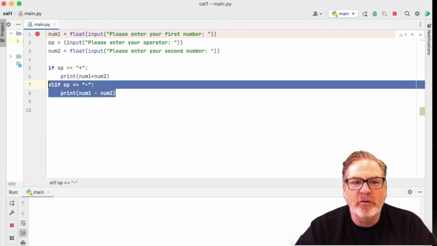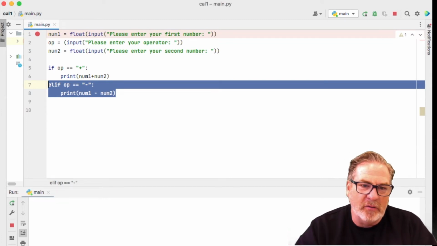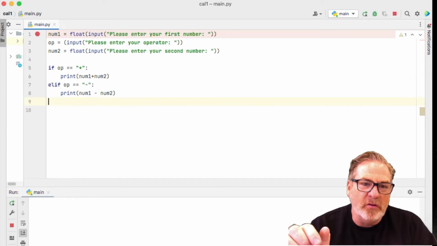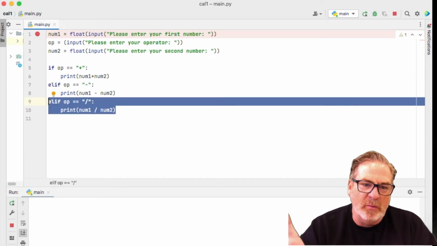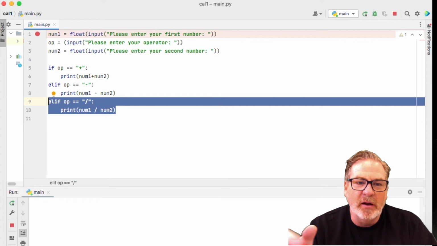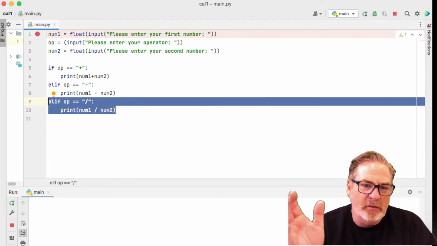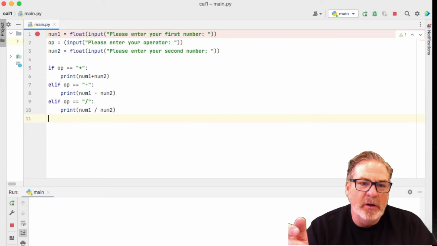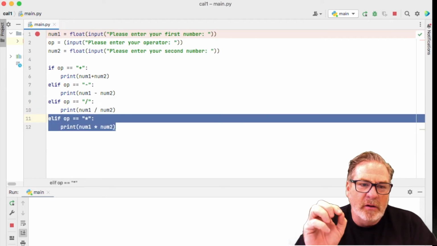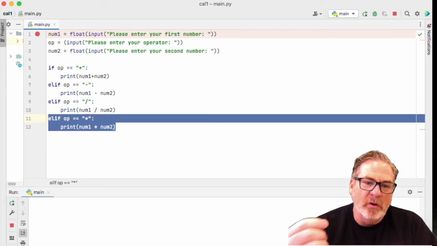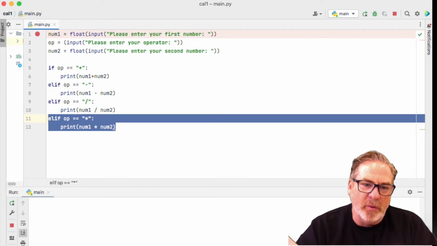So else if operator is the minus sign, then subtract the second number from the first number. If it is, then we can keep going. If it's not, then we'll move on to division. Divide the first number by the second number. And then the next one is what happens if it's multiplication, multiply the two numbers together.